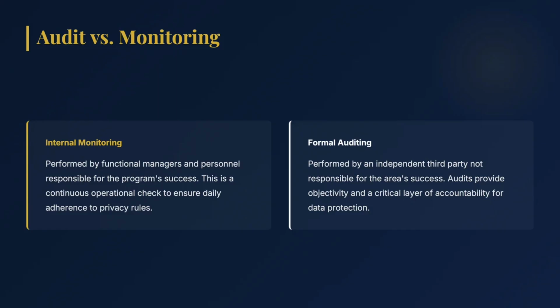Privacy audits are formal tools used to ensure that an organization's privacy program is properly maintained. While regular monitoring may be performed by functional managers and privacy program personnel, audits are different. They are performed by someone independent, someone who's not responsible for the area being reviewed. This independence makes audits more objective and strengthens accountability for those responsible for data privacy and protection.